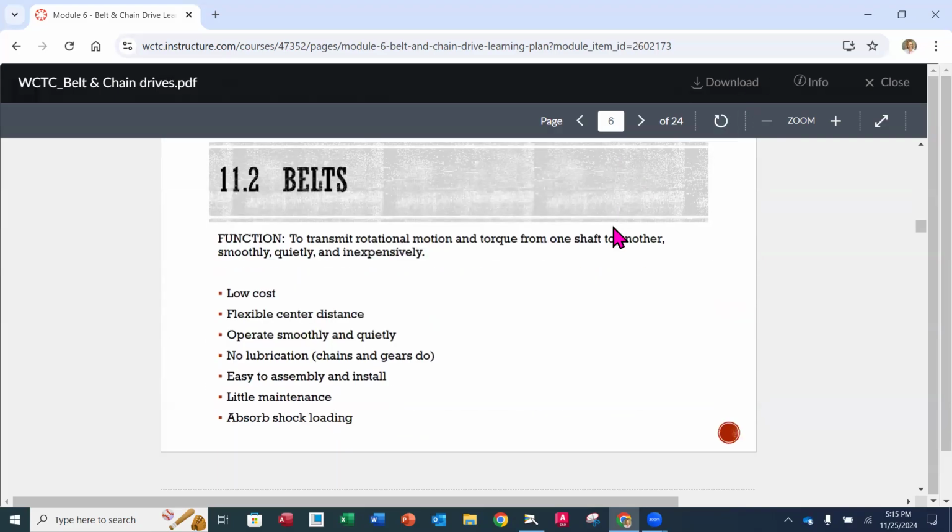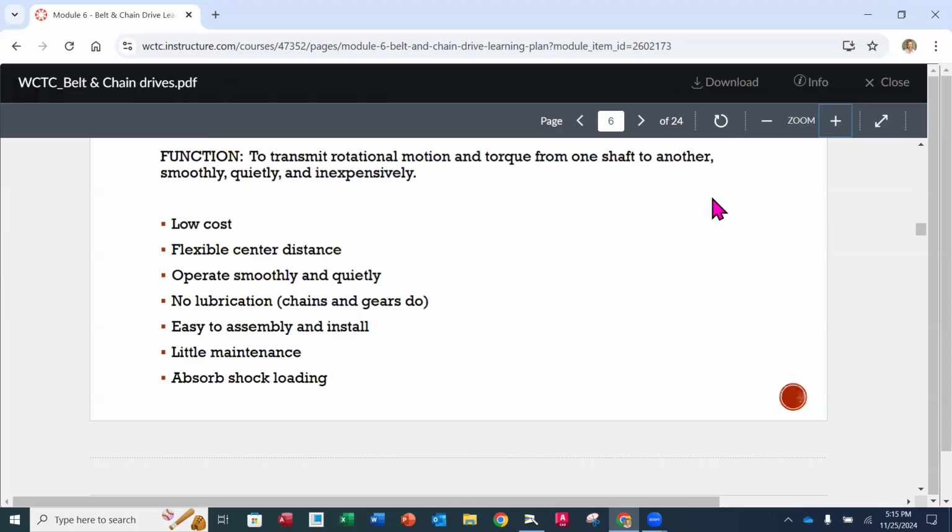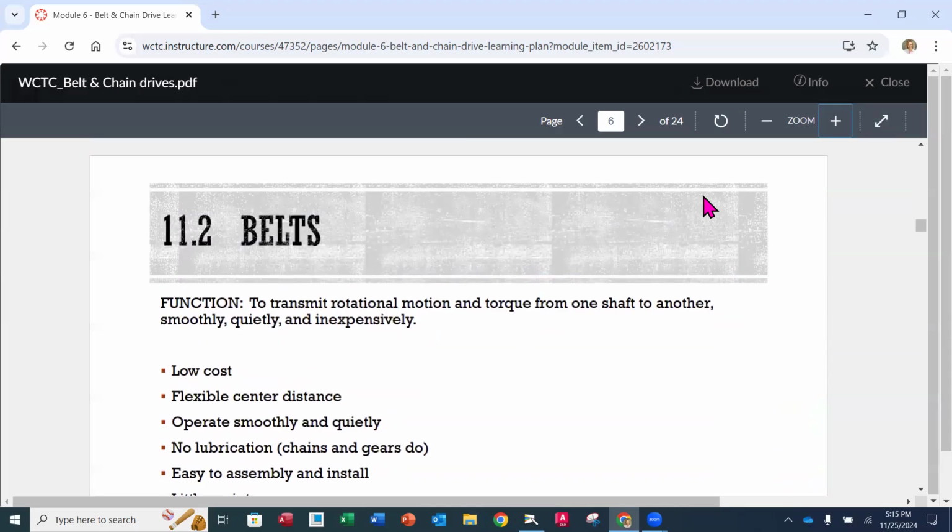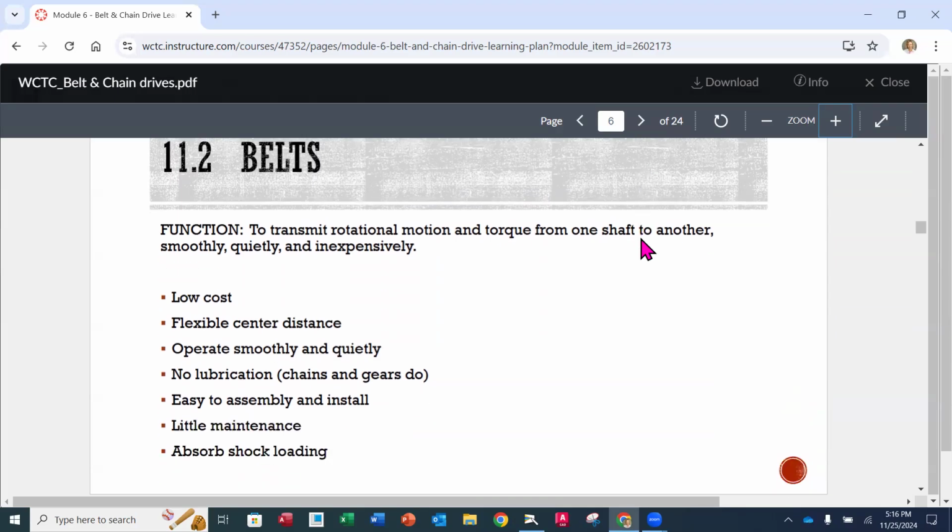So we're going to talk, like I said, about belts first. Starting on section 11.2, which is on page 302, the function of belts is to basically transfer rotational motion and torque from one shaft to another. The advantages that they have are, number one, smooth operation. The nature of belts and the materials that they're made out of make them a quiet, smooth type of drive, okay?